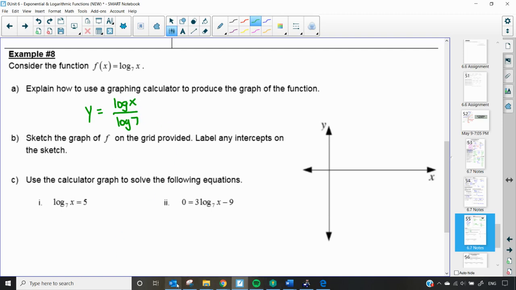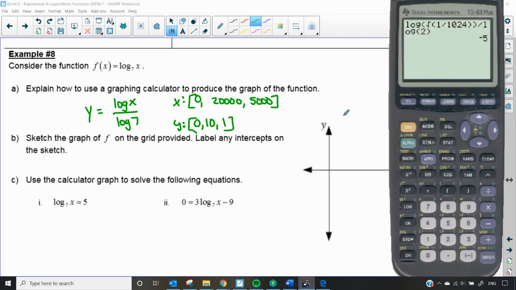Now we'll also set up some window settings here. Our window settings for this will be 0 to 20,000, and we'll go up by 5,000. And our y values will go from 0 to 10, and our scale will be 1. So let's set that up on the calculator here.